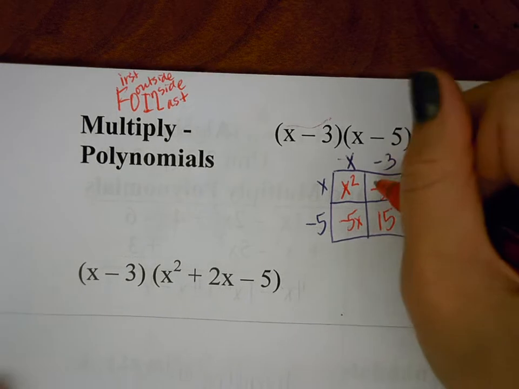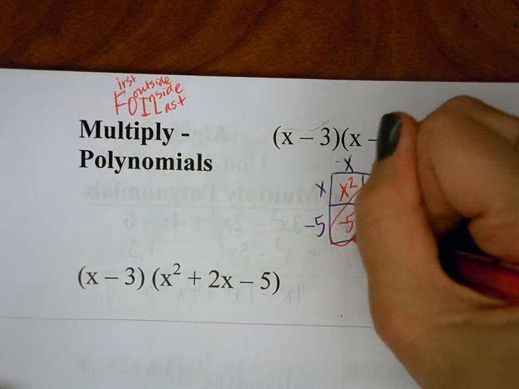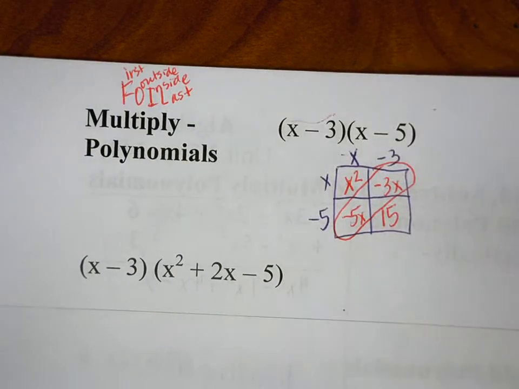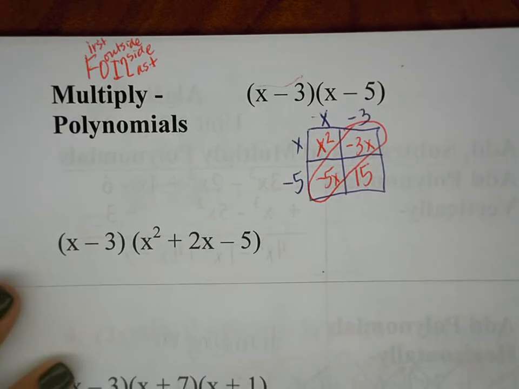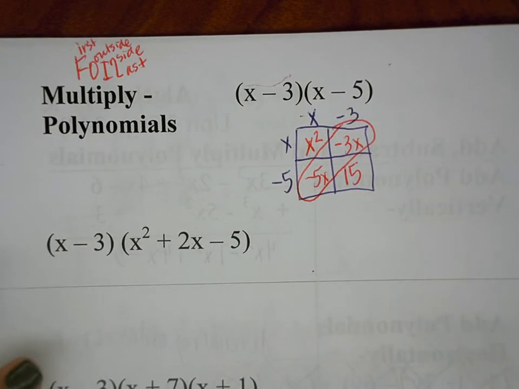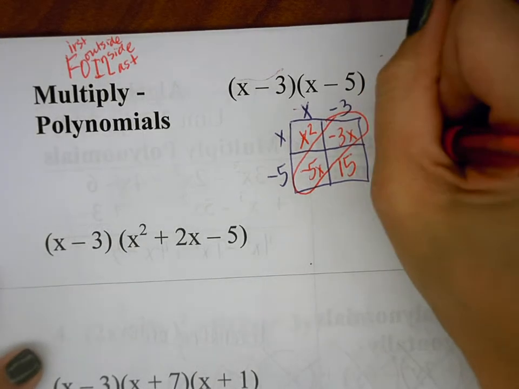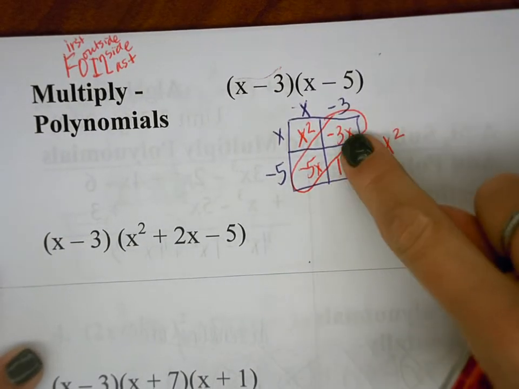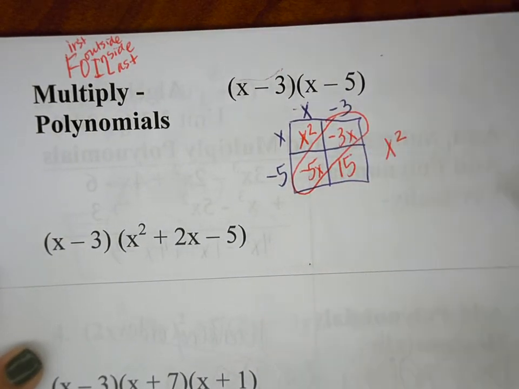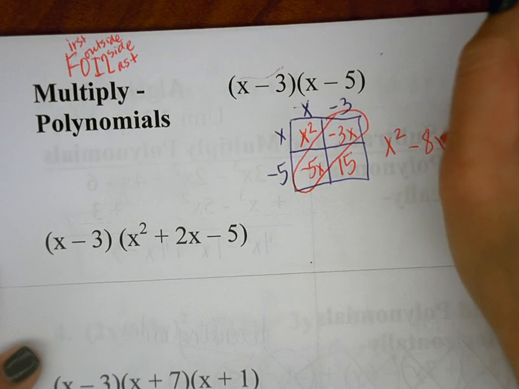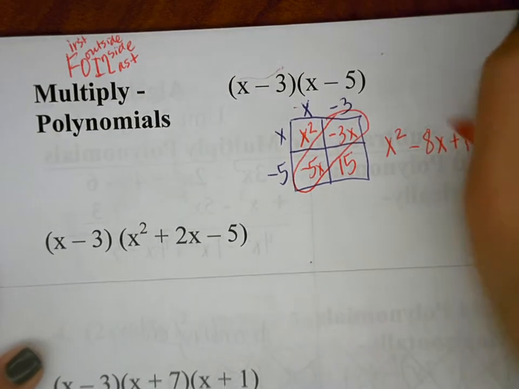Okay, your diagonals normally match and are like terms. And again, remember, you're always going to write your answers in descending order. So we start with x to the second. Negative 5x and negative 3x we will add, and that makes what? Negative 8x. Good, negative 8x, and then plus 15. And that is my answer.